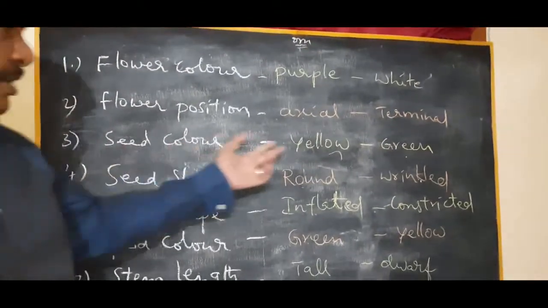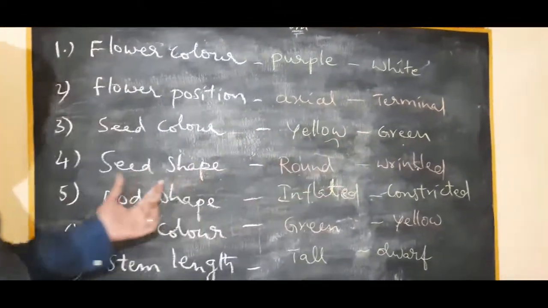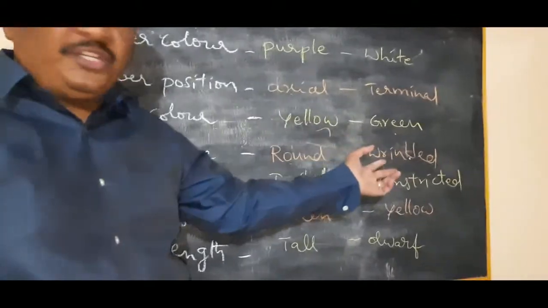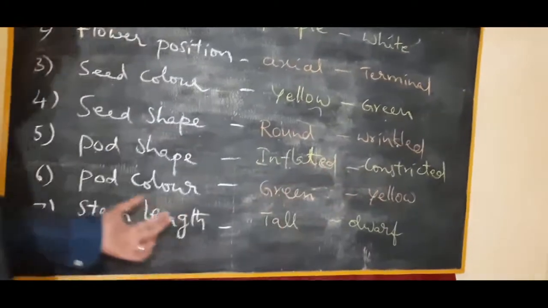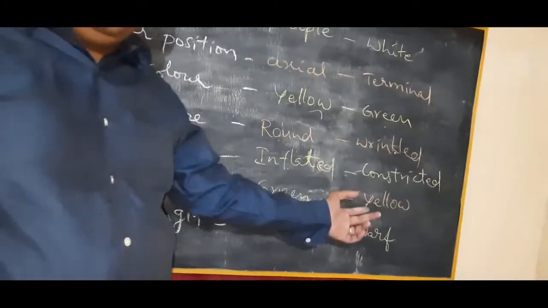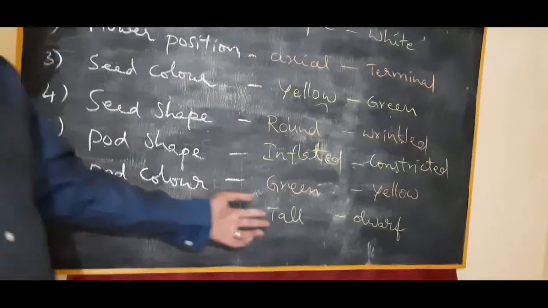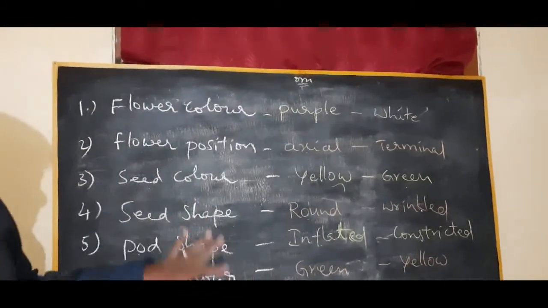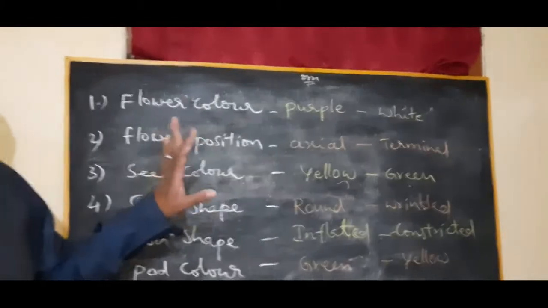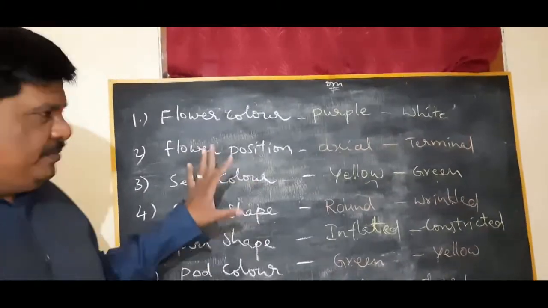Seed color: yellow color, green color. Seed shape: round shape, wrinkled shape. Seed pod shape: inflated, constricted. Pod color: green and yellow. And the stem length: tall and dwarf, the tall plant or dwarf plant. Like this, these are the 7 pairs of characters Gregor John Mendel selected for his observations.